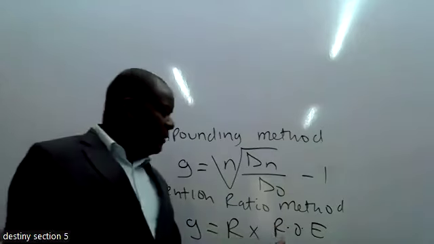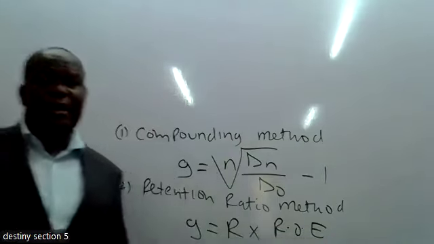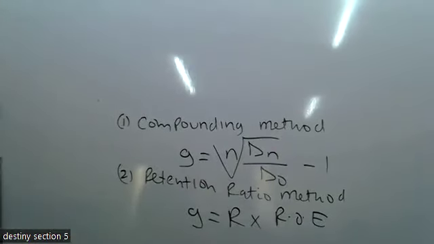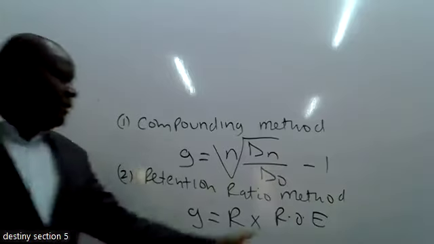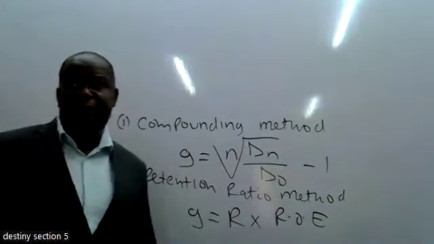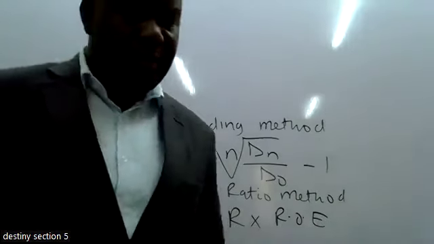Then this other one is the return on equity. So this one is the return on equity, and this one is the retention ratio of the profits. When we do a question, we shall be explaining those items.